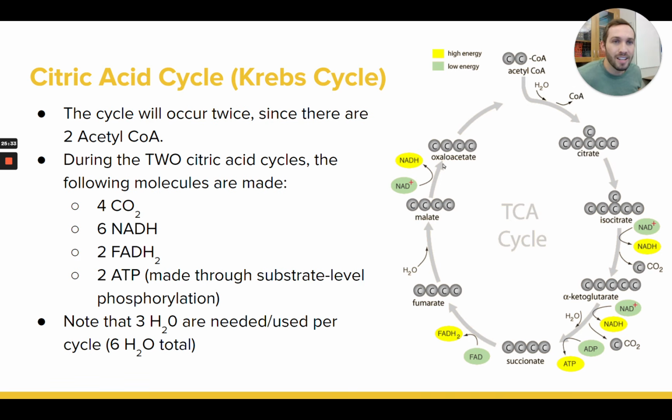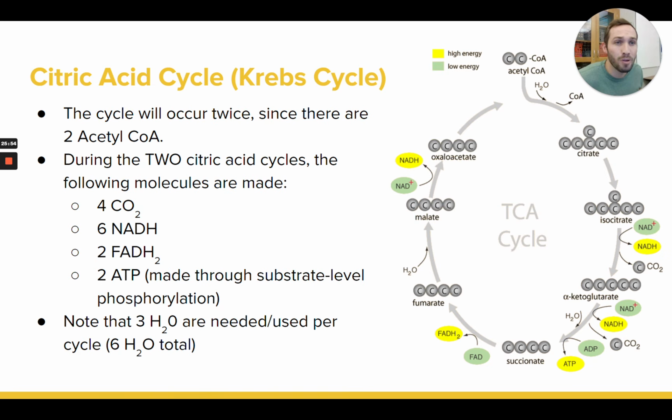And then one last thing I'll note here is that if you look, there was actually some water that we used. We used 1, 2, 3 molecules of water in the Krebs cycle, and that's going to happen twice. So there's really 6 molecules of water that we are going to use during the Krebs cycle. Just remember that for now.